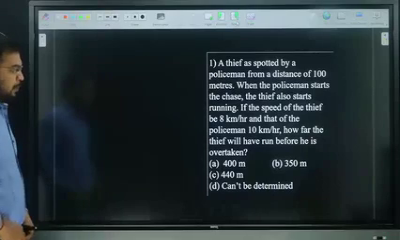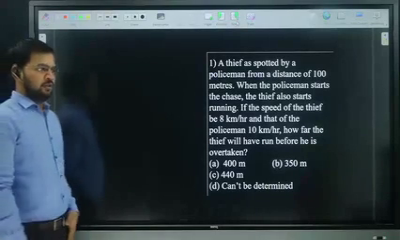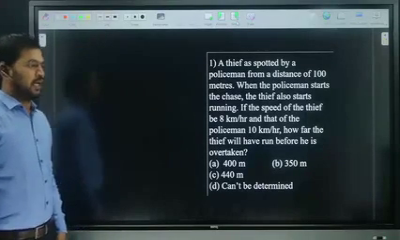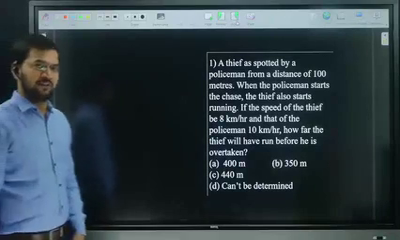So see the questions, Amma, all of you. If you solve the questions, then you can get the confidence.